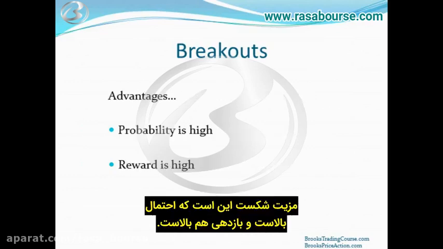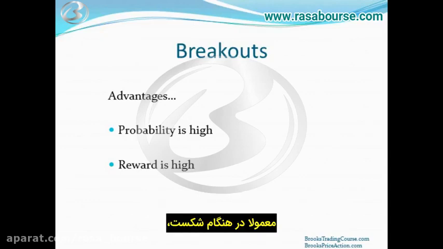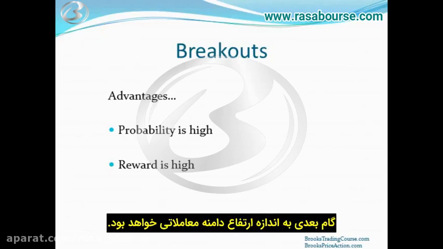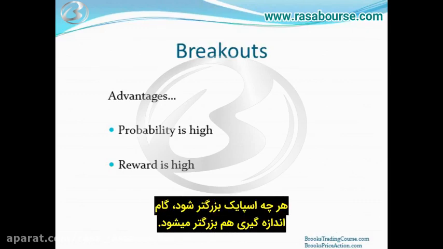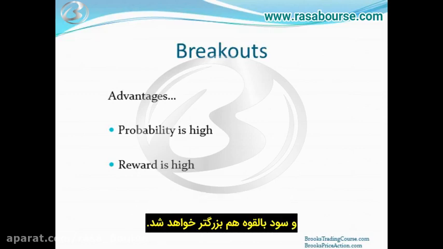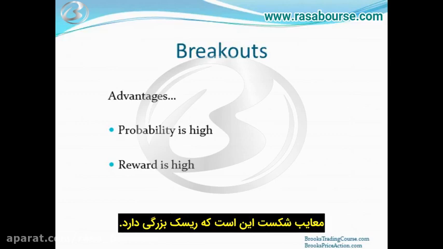The advantages of the breakouts: the probability is high, and the reward is high. You'll usually get a measured move based on the height of the trading range that preceded it, or based on the height of the spike in the breakout. As the spike grows, the measured move target grows, so the profit potential grows. Disadvantage: the risk is big.